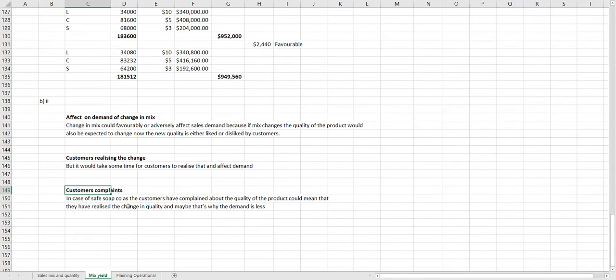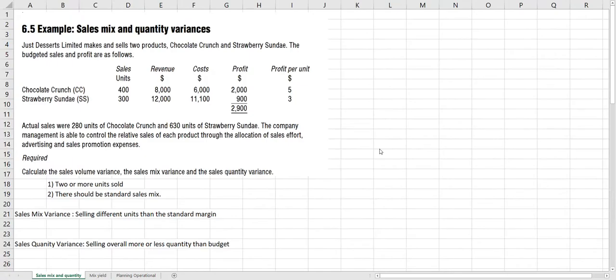Next we have sales mix and quantity variance, which is basically the same thing. This mix and yield variance exists for sales as well. It only exists for material and for sales. But in sales, it is not called mix and yield. It is called mix and quantity variance. When we look at the sales volume variance, we divide it into two parts. One part is called mix variance, another part is called yield variance.